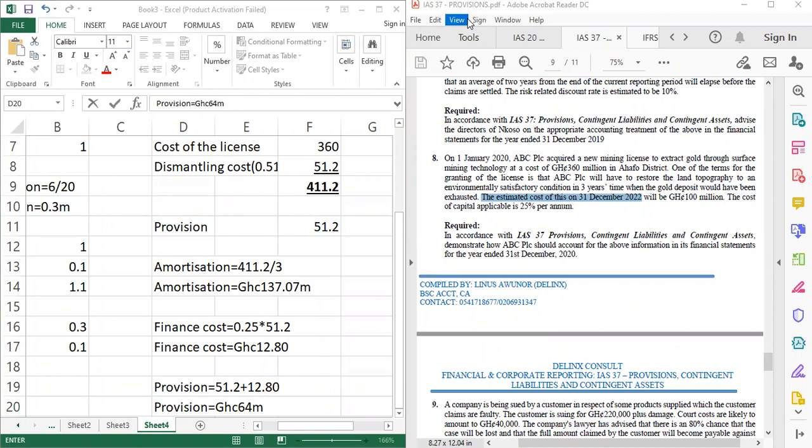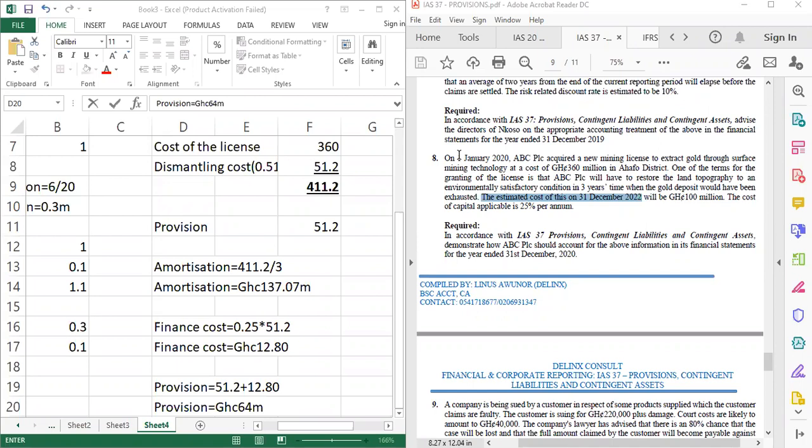Okay, Joyce, we are saying that on 1st January 2020, ABC acquired a mining license to extract gold through surface mining technology at a cost of 360. So the cost of the license itself is 360. One of the terms for the granting of the license is that ABC will have to restore the land topography to an environmental satisfactory condition in 3 years' time when the gold deposit has been exhausted. The estimated cost of this on 31 December 2022 will be 100 Ghana cedis.